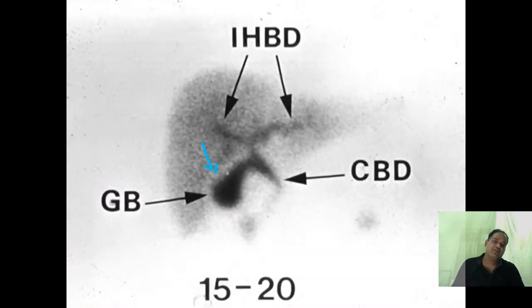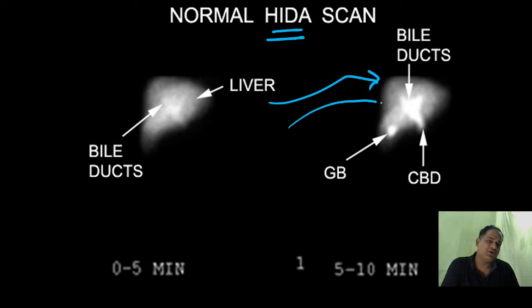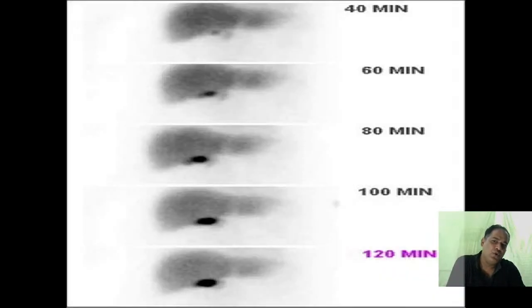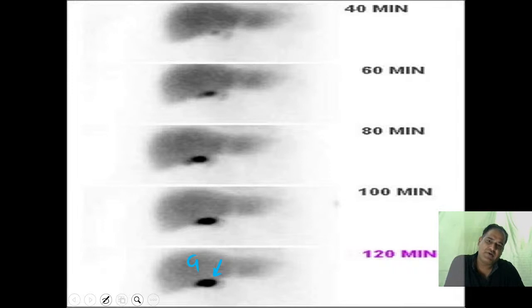Now you see, this is normal HIDA scan because you can see the gallbladder. Normal HIDA scan. You give HIDA, the liver will appear bright, the gallbladder will appear brighter because it is going to concentrate the bile by 5 to 10 times. So you see, this is appearing gray, but this is appearing black because the HIDA is also concentrated like bile.